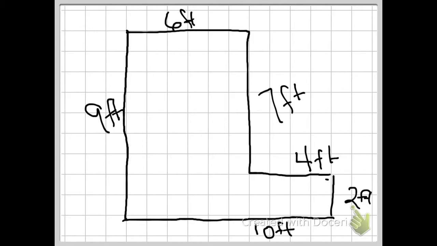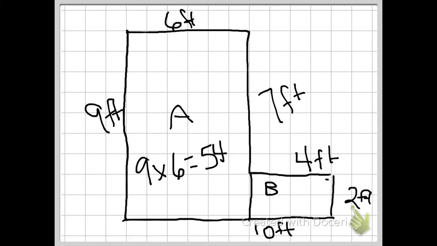If I wanted to figure out the area of this irregular shape, what I would do is turn it into 2 rectangles. So now I have rectangle A and I have rectangle B. Let's find the area of each rectangle and then figure out the total area. Rectangle A, the length is 9 times the width, which is 6. 9 times 6 is 54, and it'd be square feet.